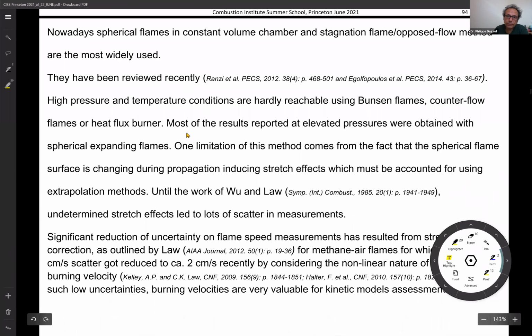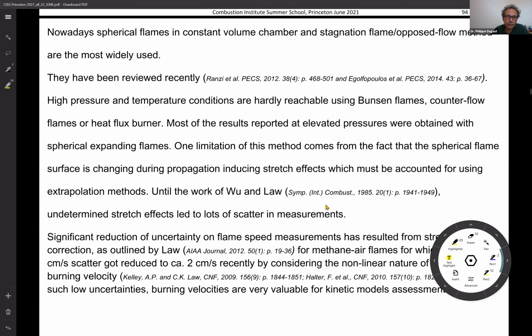One limitation of this method comes from the fact that the spherical flame surface is changing during propagation, inducing a stretch effect, which must be accounted for using an extrapolation method. And until 1985, the paper by Wu and Law, these stretch effects were not well considered, and they led to lots of scatter in measurements.